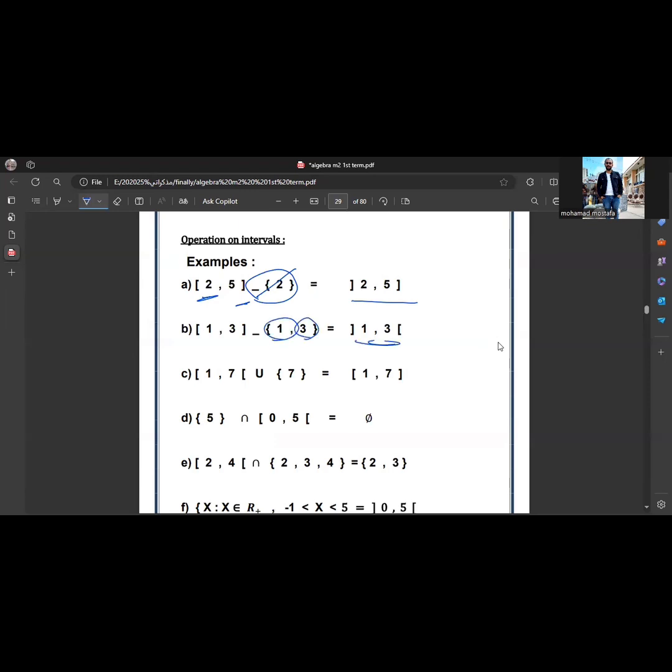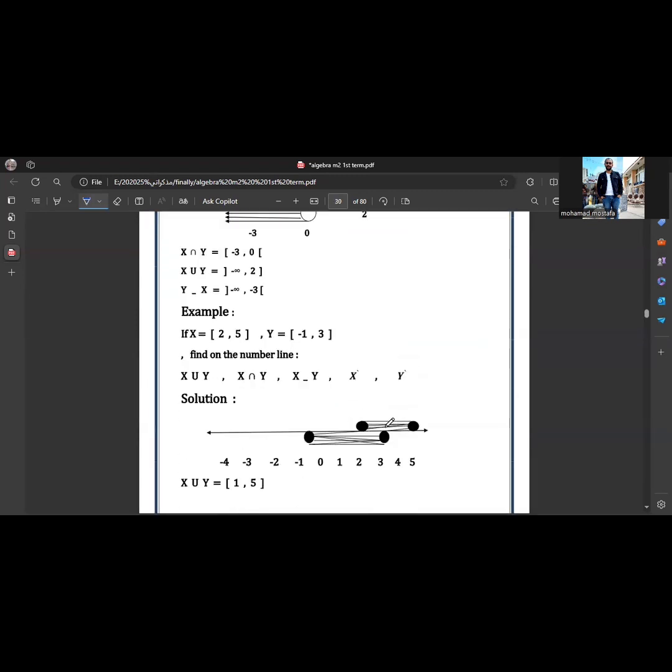So make it opened only. And 1 to 7, 7 open. And he gives me union 7. He tells me add 7 to this interval. So close this. The intersection between the point 5 only and the interval closed 0 to open 5. I don't have 5 here. So the intersection between them is empty, because we don't have anything intersect with anything.